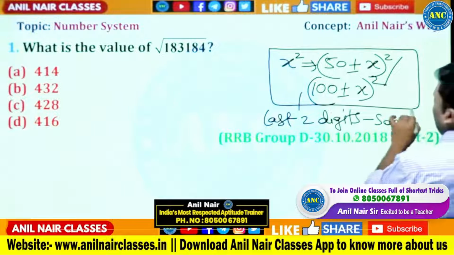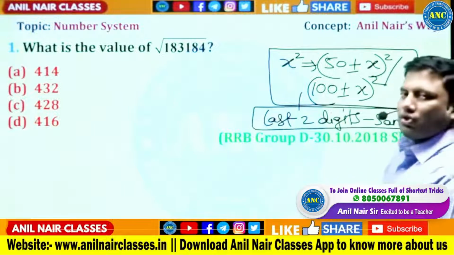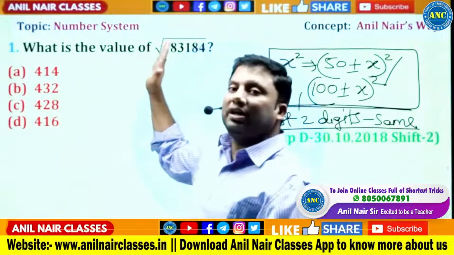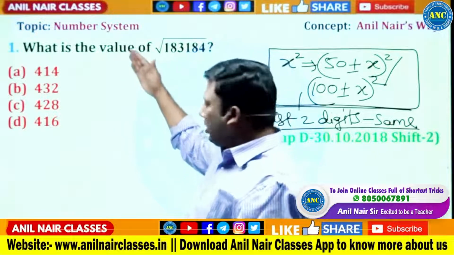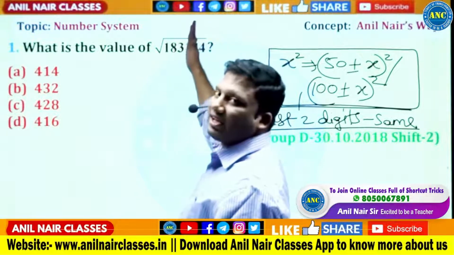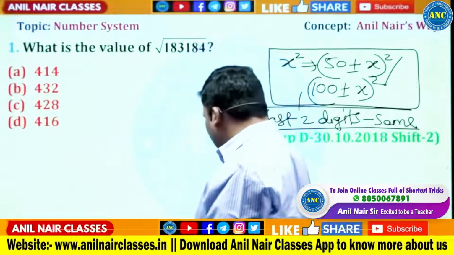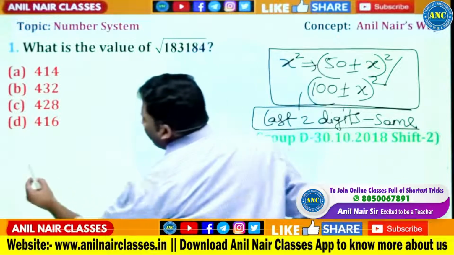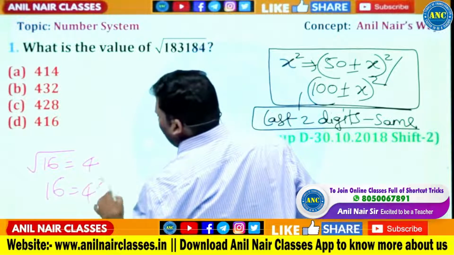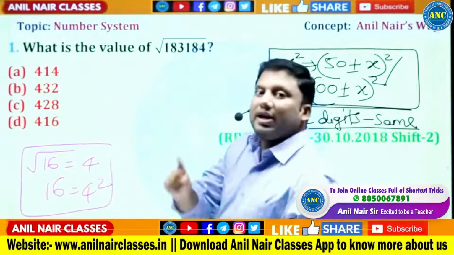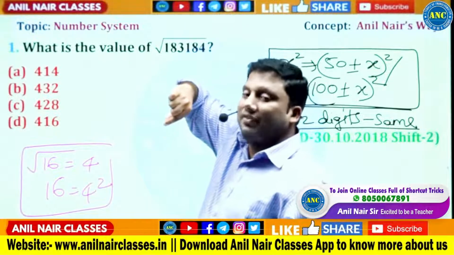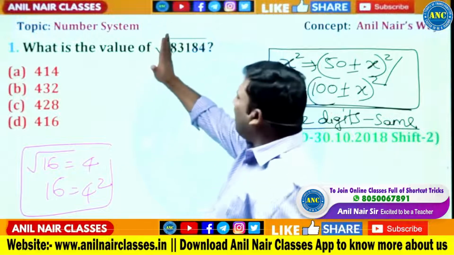Listen carefully. Now you should know when to attack which question. Square root of 183184. What students will do is, in our school days, use the long division method and find it out. You don't need to do anything. Listen carefully. Step number 1. Square root of 16 is 4. First check the last two digits, 84. A perfect square will be perfectly divisible by 4. So we are not interested in the square root.